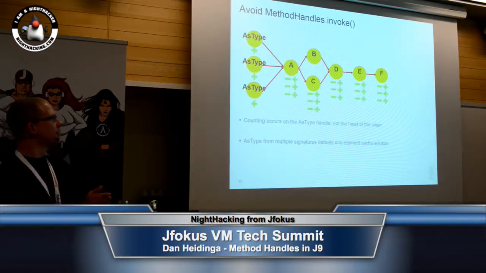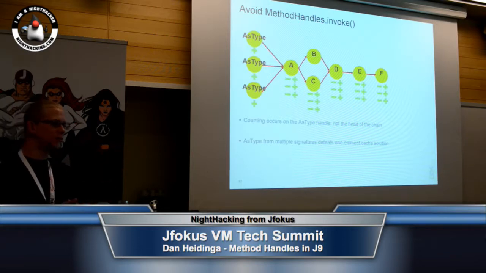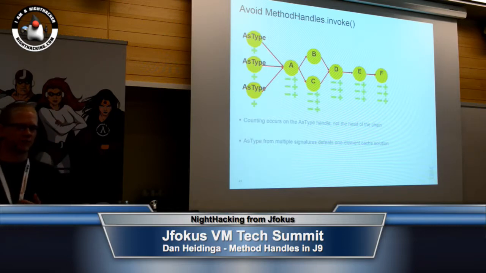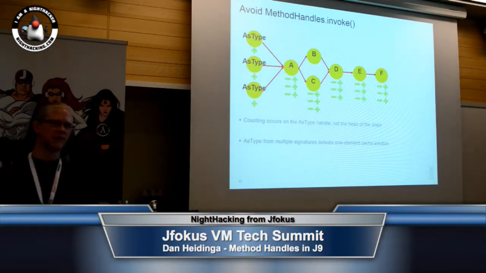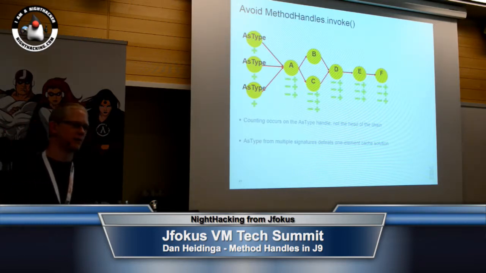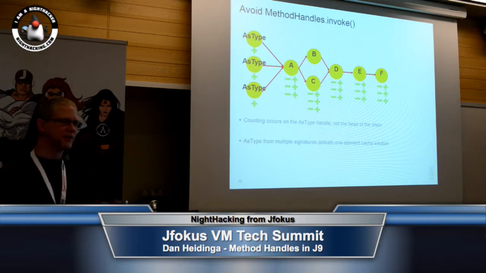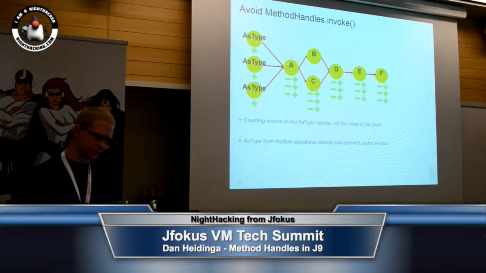But if you're using invoke with multiple signatures, you're going to defeat that cache. It's a fairly brittle optimization. It gets us most of the cases, but somebody who's using a lot of different signatures is still going to be stuck in slow land. So that's sort of the main point on how we drove our method handle compilation pipeline. The other piece we looked at was, when you're running method handle code, how can we optimize this?